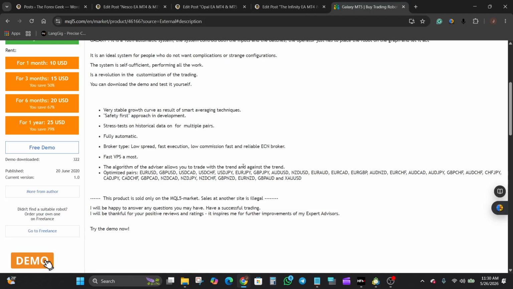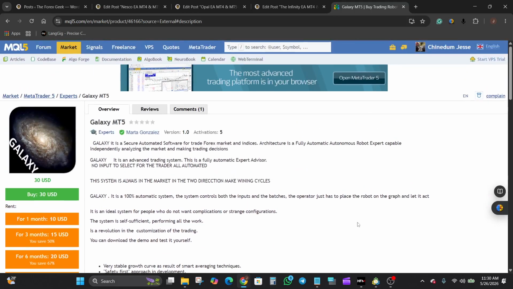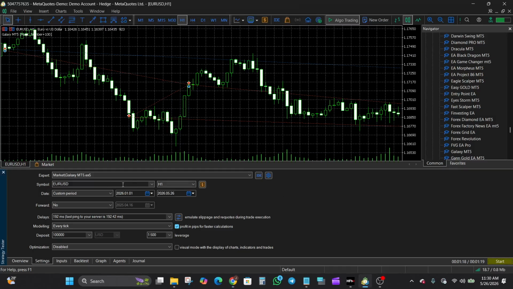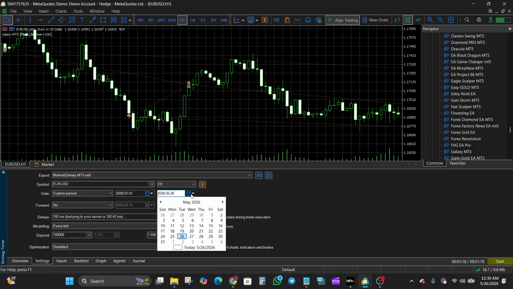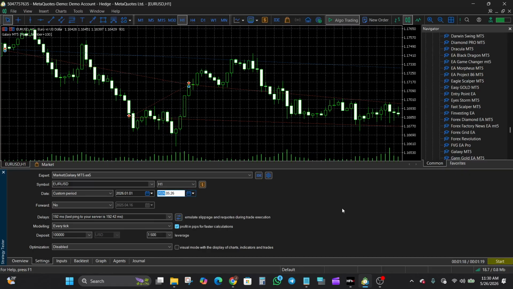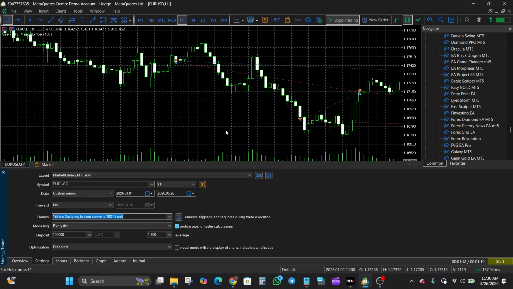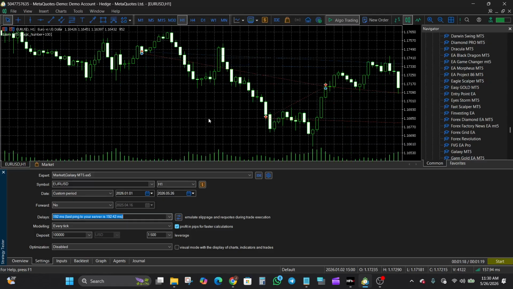Okay, we're going to be testing the Galaxy MT5 on Euro USD on the H1 time frame, and we are running the test from the beginning of the year, 1st January 2026 till date, so we can get reasonable data for the backtesting. And then for the delays, we are using the last ping to the server, and we are using the every tick modeling. All right, so looking at the chart, this is a review of historical backtest results. So I'm focusing on past performance behavior rather than live trading.